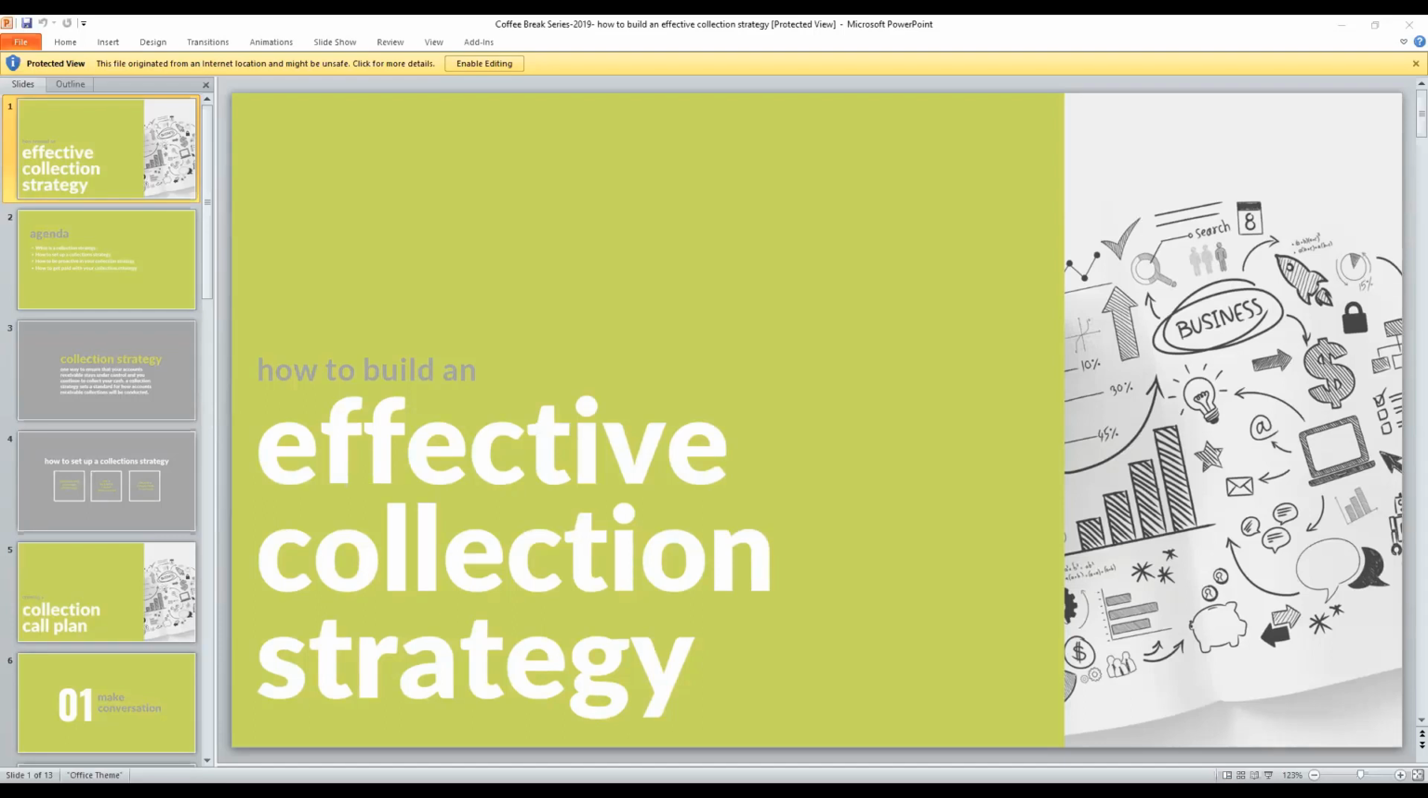So the agenda for today, we're going to go over what a collection strategy is, how to set one up in your department, how to be proactive with that collection strategy, and then how to eventually get paid using that collection strategy.